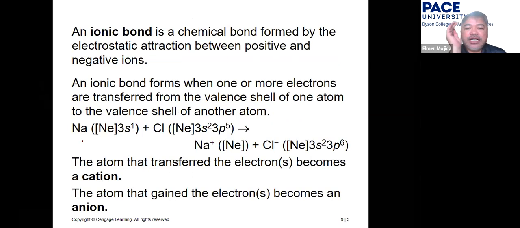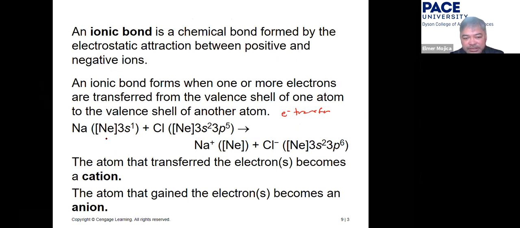Now, ionic bond is a chemical bond formed by the electrostatic attraction between positive and negative ions. It forms when one or more electrons are transferred from the valence shell of one atom to the valence shell of another atom. So this is where we have electron transfer.